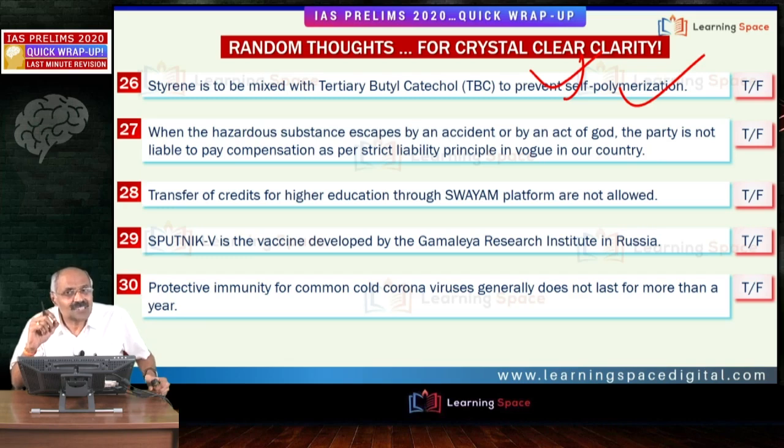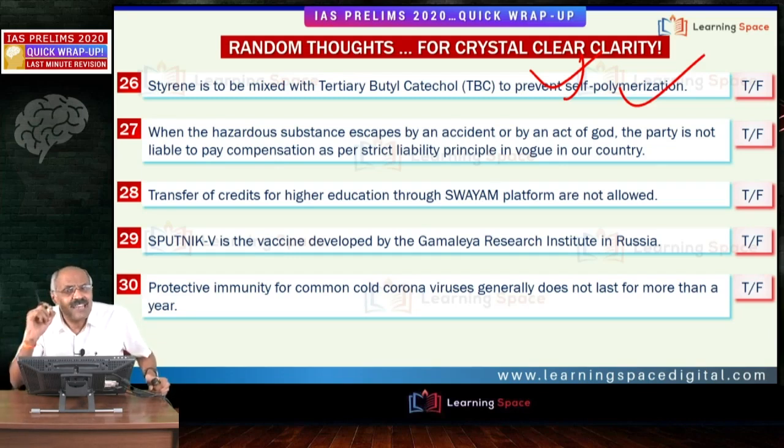This is another point. When such types of incidents take place, as per the Supreme Court directive, the absolute liability principle applies. That means whether it is due to negligence or not, whether it is due to an act of God or not, whether it is due to circumstances beyond their control or not, it doesn't matter. They have to pay compensation.